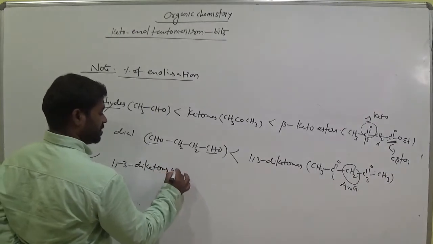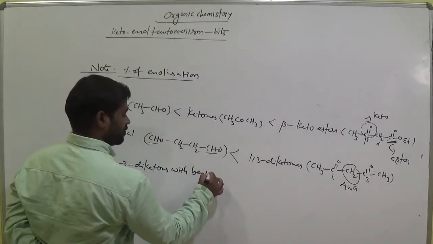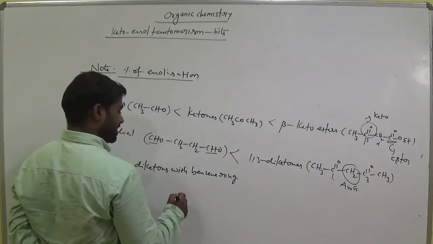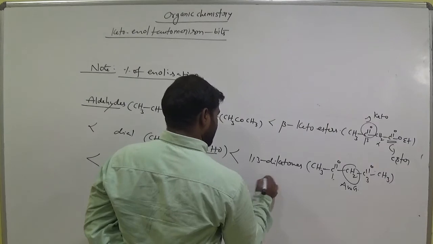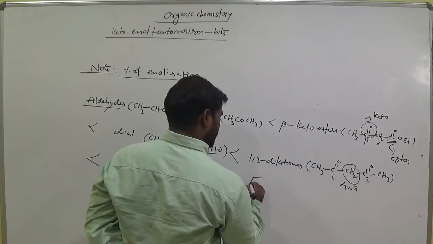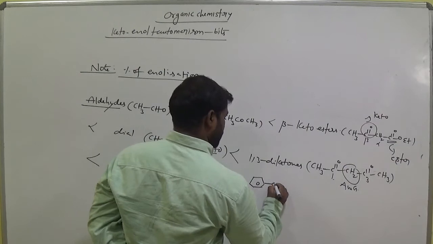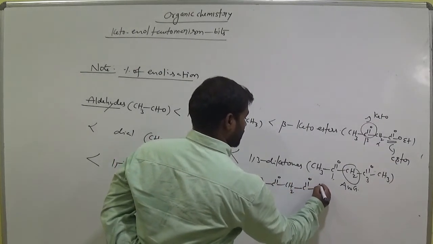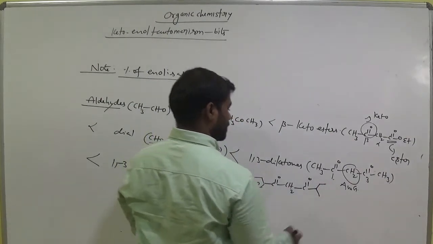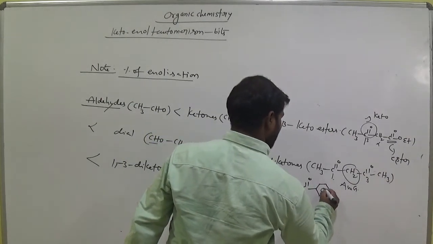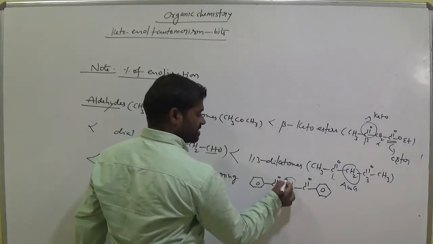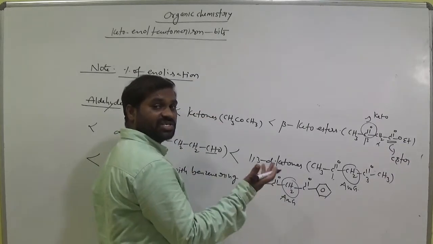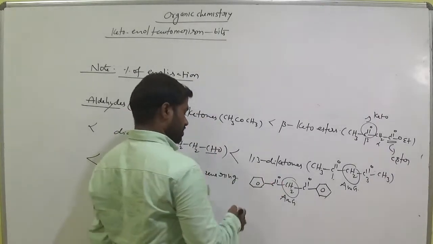And next priority goes to 1,3-diketones with benzene rings. That is C6H5, C double bond O, CH2, C double bond O, C6H5. These are the benzene rings. This is the active methylene group. Due to this benzene ring, it easily undergoes enolization and gives a more stable enol.